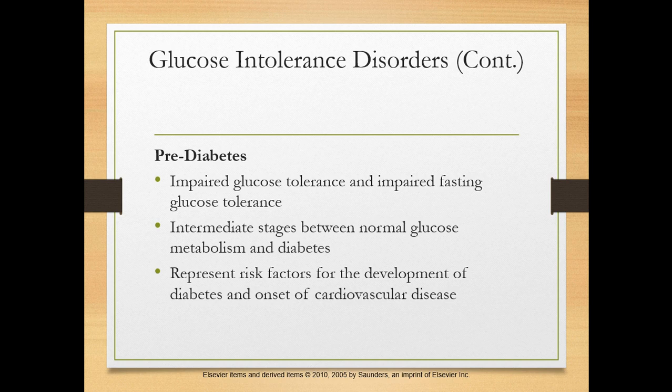Okay. So, impaired glucose tolerance and impaired fasting glucose is what is noted here for pre-diabetic patients. These are intermediate stages between normal glucose metabolism and diabetes. They present risk factors for the development of diabetes and the onset of cardiovascular disease, which is what we're going to get into in a lot of detail.